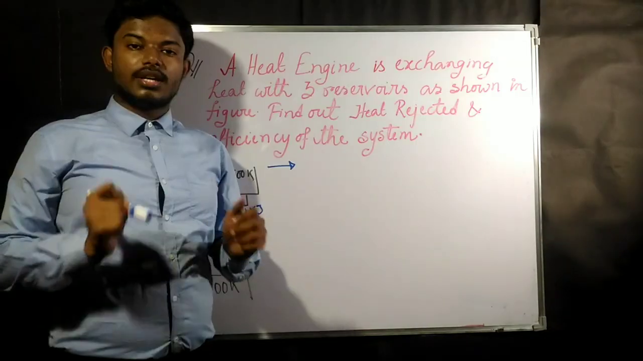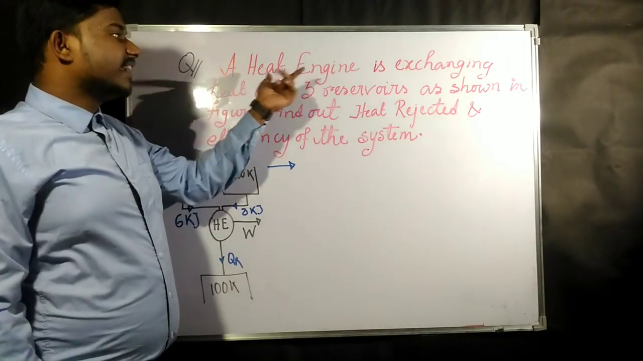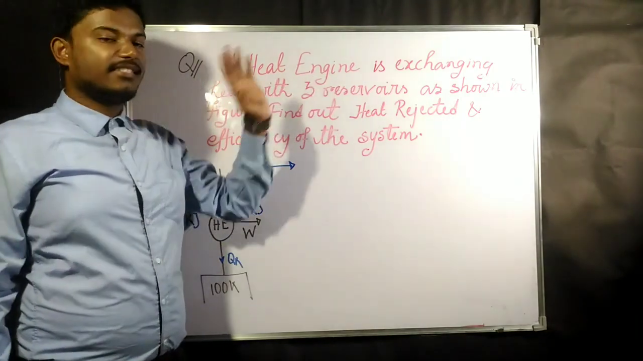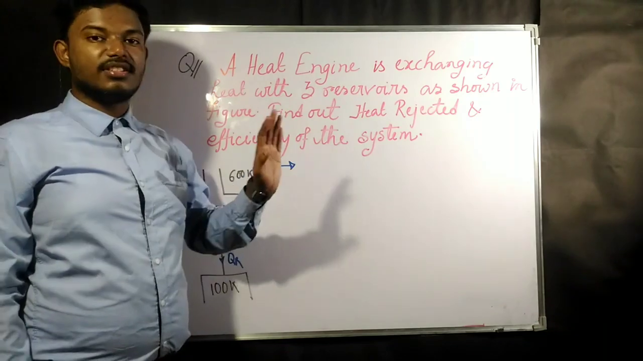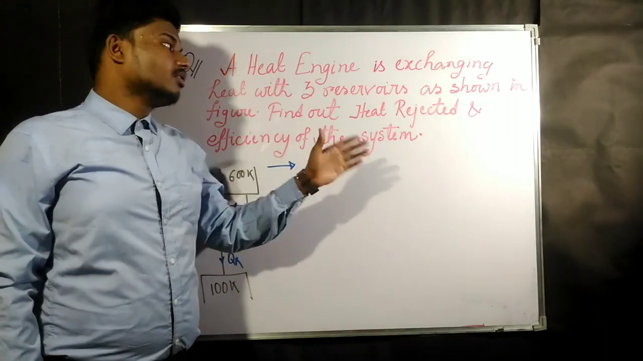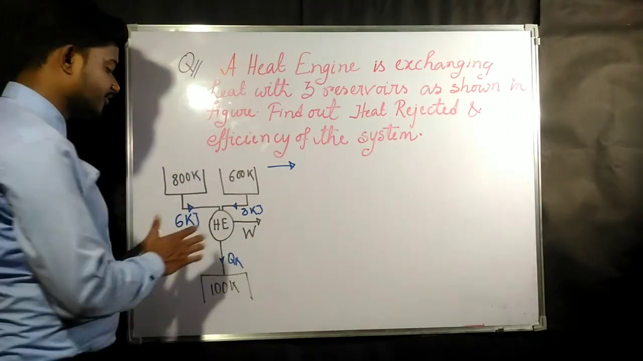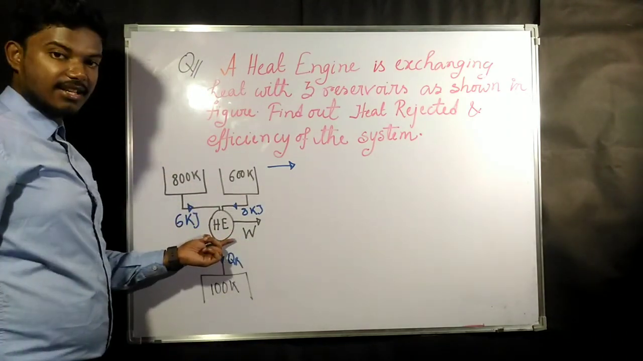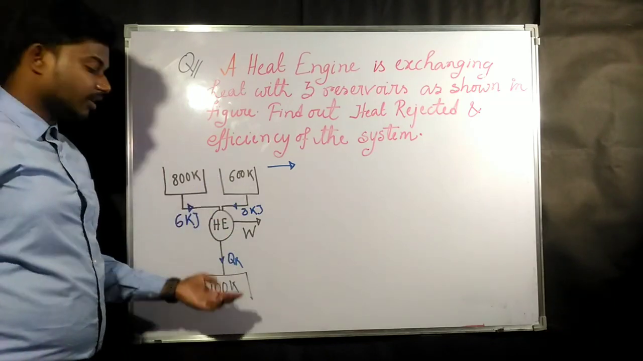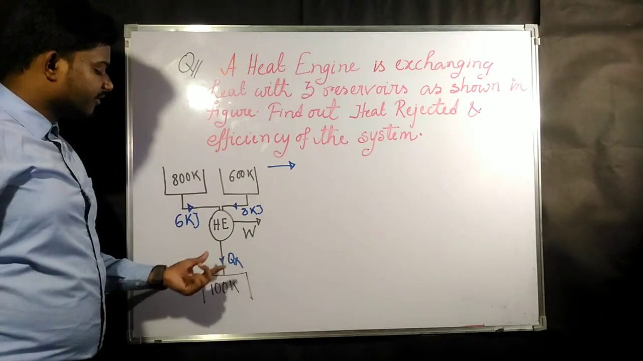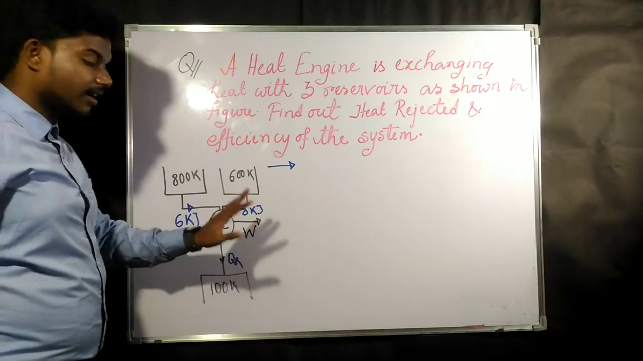Now we are going to solve some questions. They have said that a heat engine is exchanging heat with 3 reservoirs, as shown in the figure. Find out the heat rejected and the efficiency of the system. This is a question from the second law. This is the heat engine, and it is exchanging heat with 3 reservoirs, like this. They have told us to find out Q rejected and the efficiency of that engine.